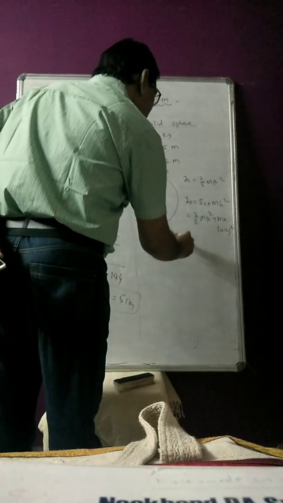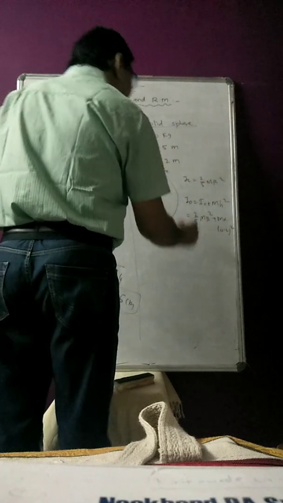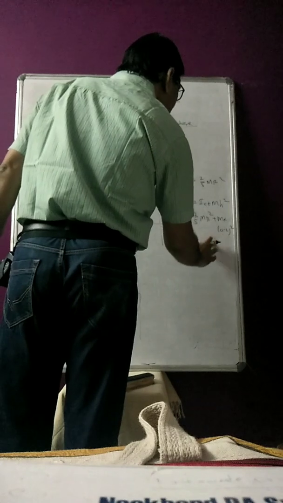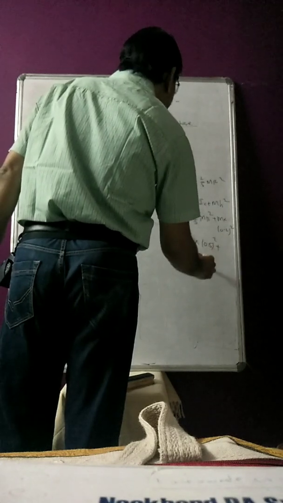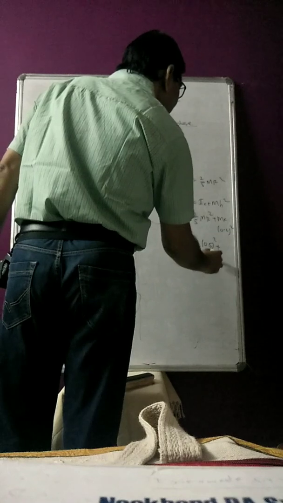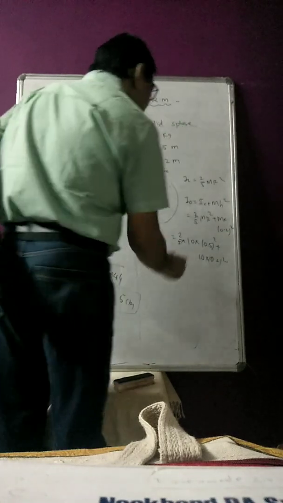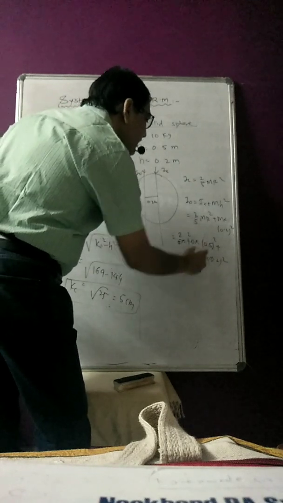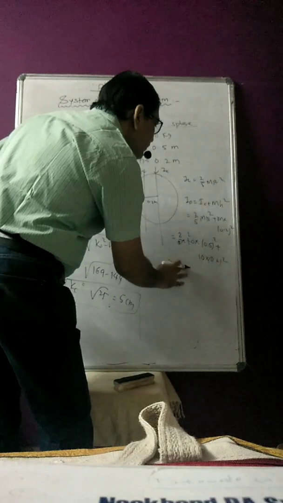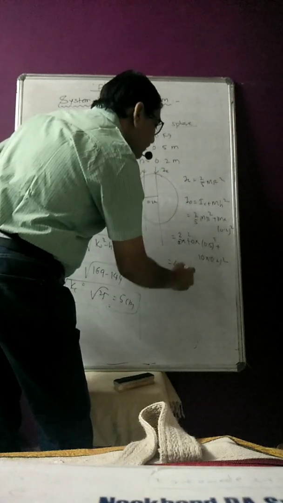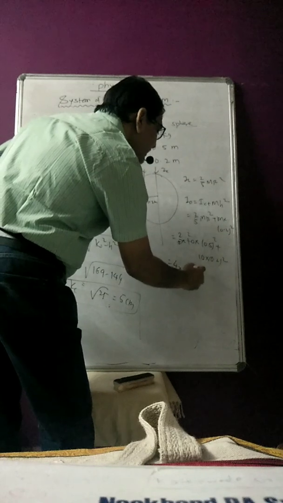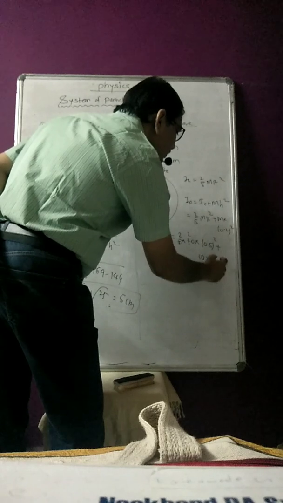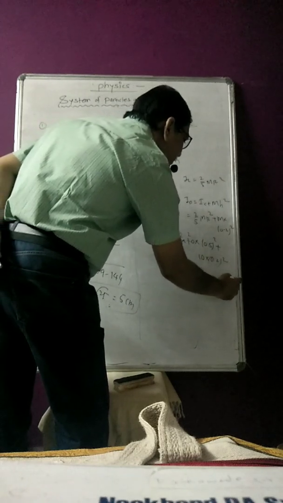Now put the values. 2 by 5. What will be the mass? 10 kg. What will be the radius? 0.5 square. Again mass will be 10 kg and 0.2 square. So if you find out, 2 by 5, 5 2s are 2, 2 2s are 4. So the answer will be into 0.25, 5 square is 25, 10 raised to minus 2. Plus 10 into 2 square is 4 into 10 raised to minus 2.